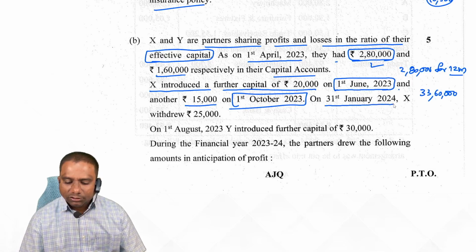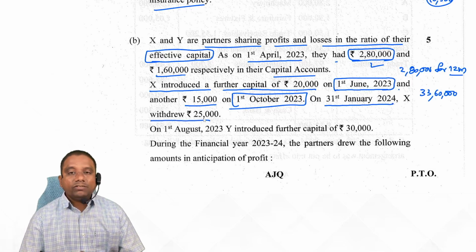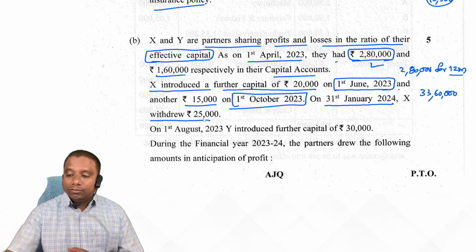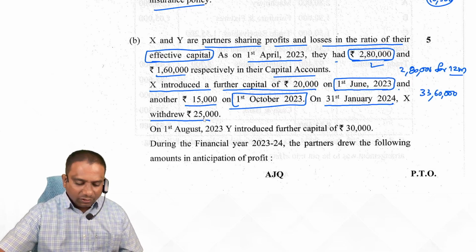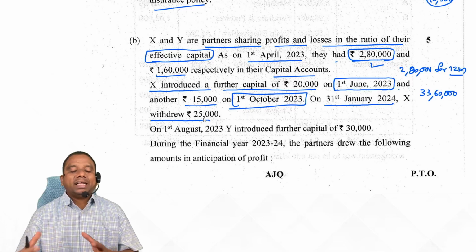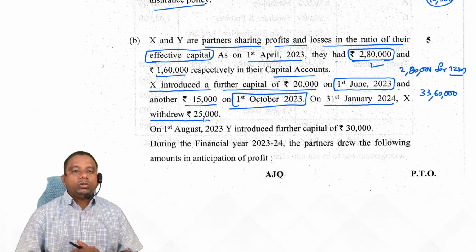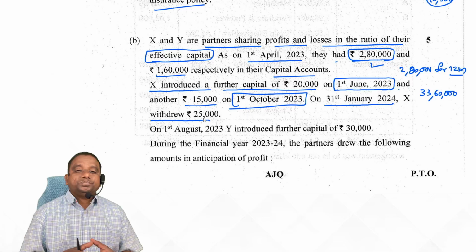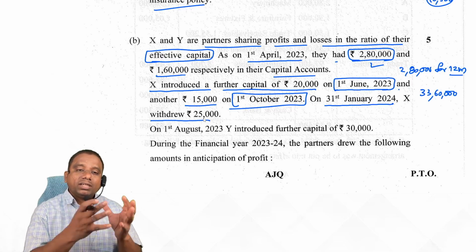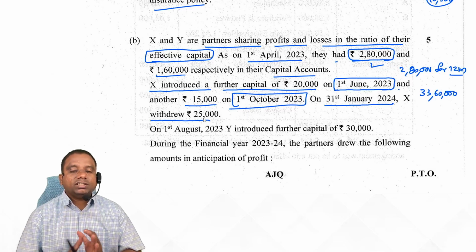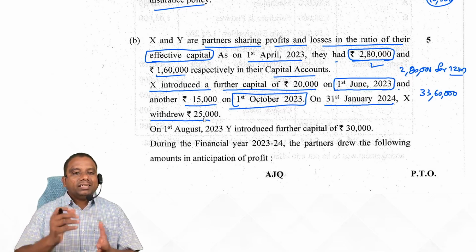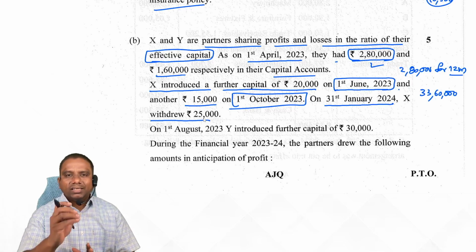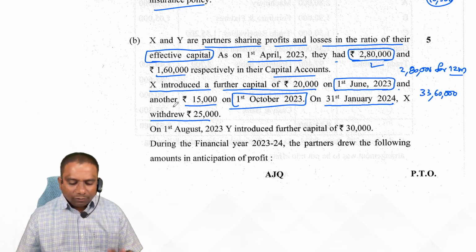On 31st January 2024, X withdrew 25,000. From January 31st onwards, what is his capital? Earlier 3 lakh 15, now he is withdrawing 25,000. His capital is 2 lakh 90. So his capital is fluctuating during the year. For some period of time, the capital is fixed. After that, the capital is changing. Yes or no? Again, for some period of time, the capital is fixed. Again, the capital is changing. Like this, capital is increasing sometimes and decreasing sometimes. On average, effectively, how much capital do we have in the business? That is the calculation. Now, in the same manner for Y also.